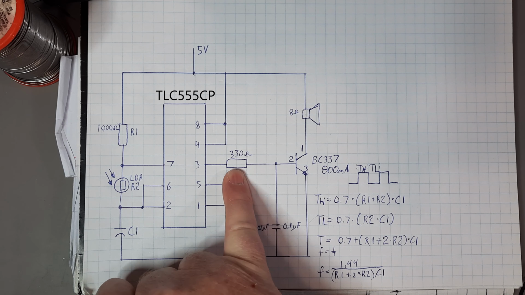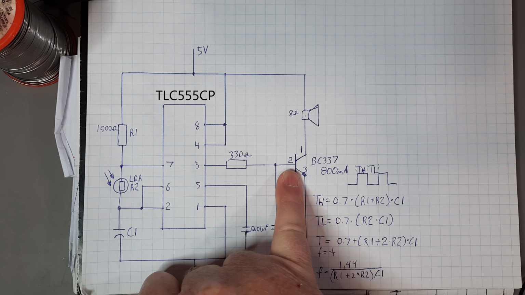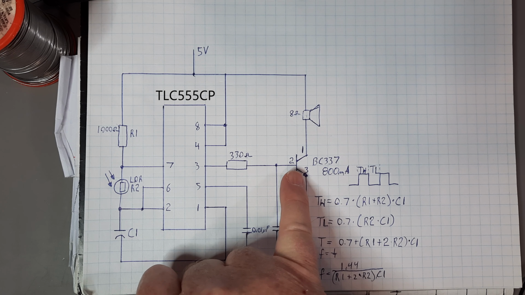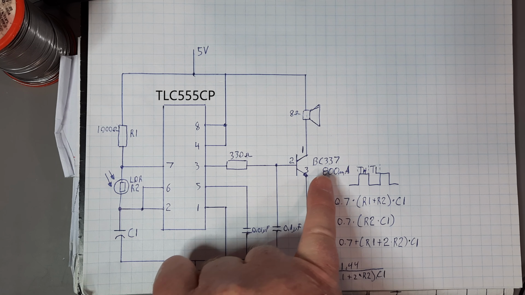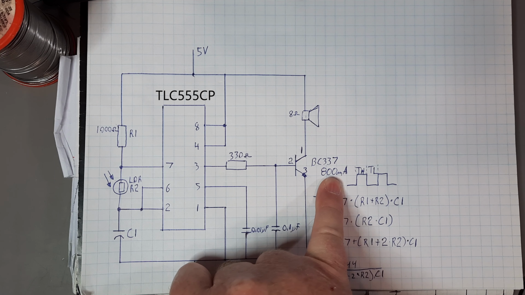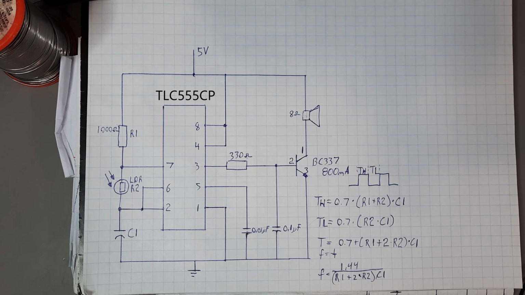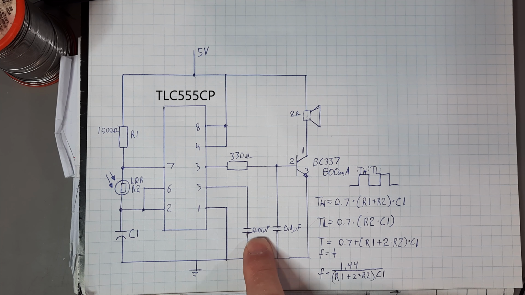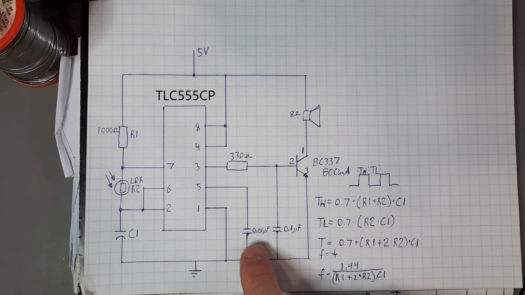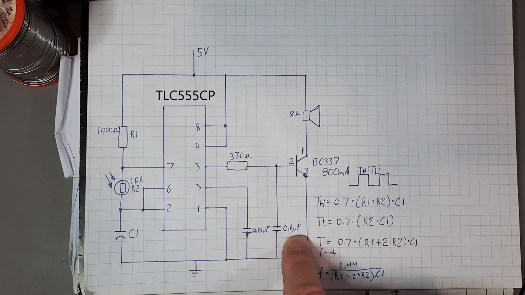I've got a resistor for limiting the current to the base of the transistor, which is a BC337. You can use pretty well any NPN transistor. I picked this for 800 milliamps. I'm using an 8 ohm speaker. This part here is just 0.01, and 0.1 here.